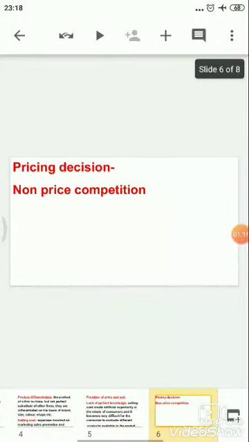Then the next feature is pricing decision. Now, under imperfect competition or monopolistic competition, the firm is neither a price taker nor a price maker. But because they prepare a unique product, their product is different in its own way, they are able to have a little control over the price.